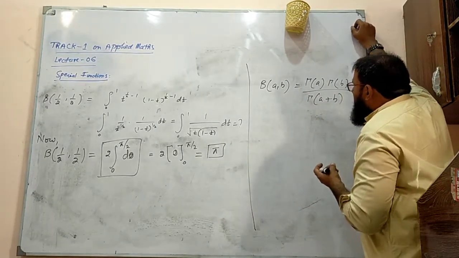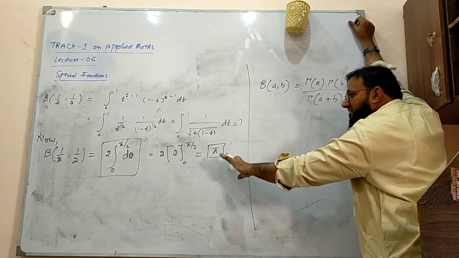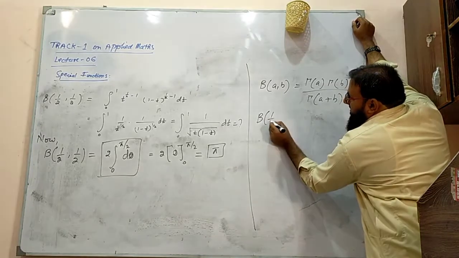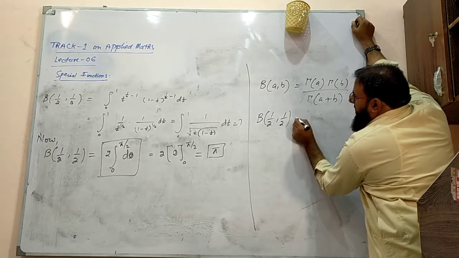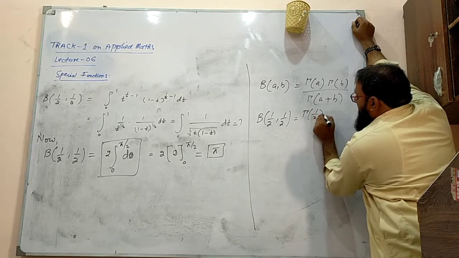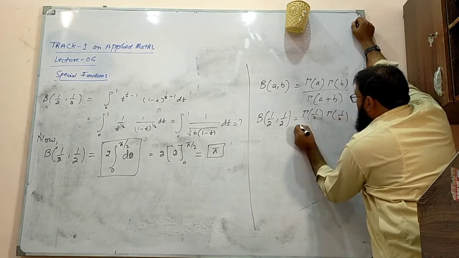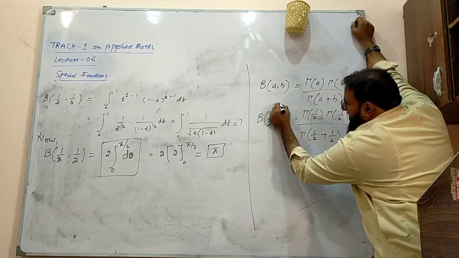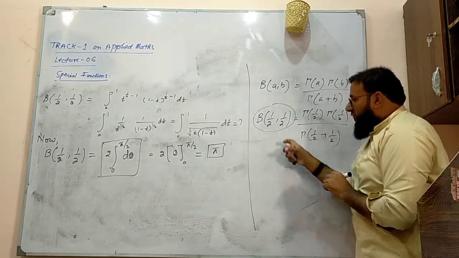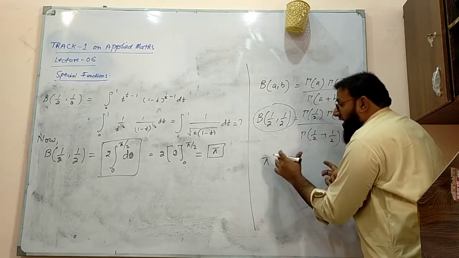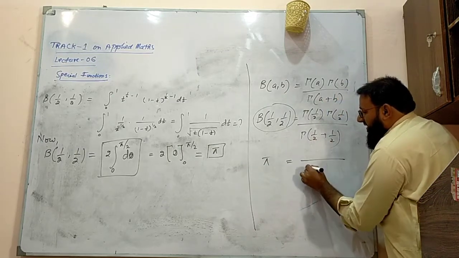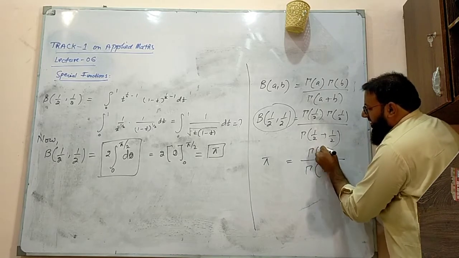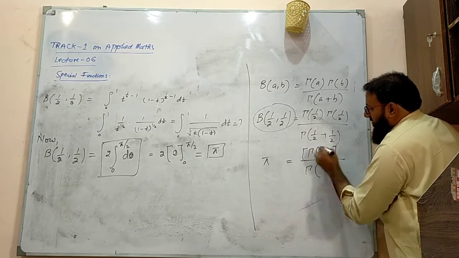Now what am I doing? I am applying this to get some good results. I'm just substituting a equals 1/2 and b equals 1/2. Can I do this? I can do this easily. Gamma of 1/2 plus 1/2, what is the value of this? We know very well the value is pi. And the denominator is gamma of 1, and the numerator becomes gamma of 1/2 whole square.